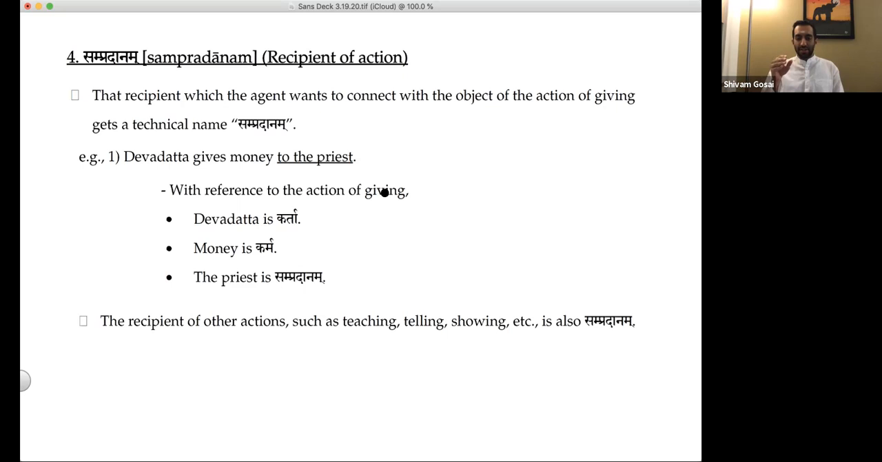So technically the definition is it's the recipient which the karta wants to connect with the karma. That person who the karta wants to connect with the karma is technically called sampradhanam. Another easier way is just recipient of the action. So who are we giving money to? We're giving money to the priest. Or who is the money for? The money is for the priest. So a good translation is to or for. Not the numbers 2 and 4, but TO or FOR.